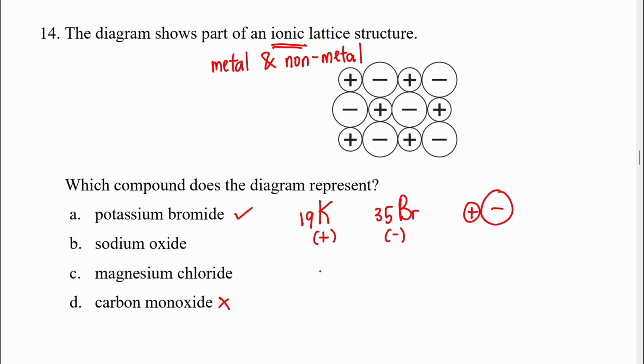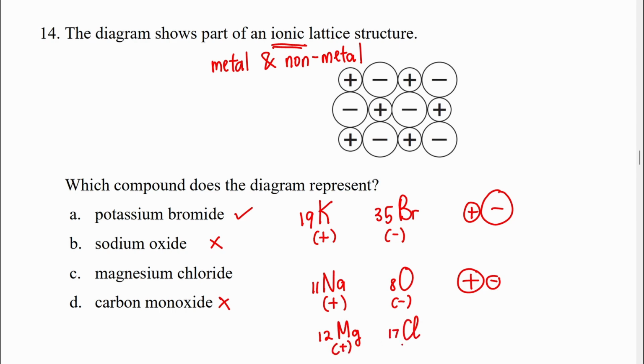While sodium oxide, the atomic number of sodium is 11 and oxygen is 8. So that means this is the positive and this is the negative. The positive is bigger than the negative. So this is wrong. Next, magnesium chloride. Magnesium is 12, while chlorine is 17. Okay, and this is the positive for magnesium and the charge for chlorine is the negative.